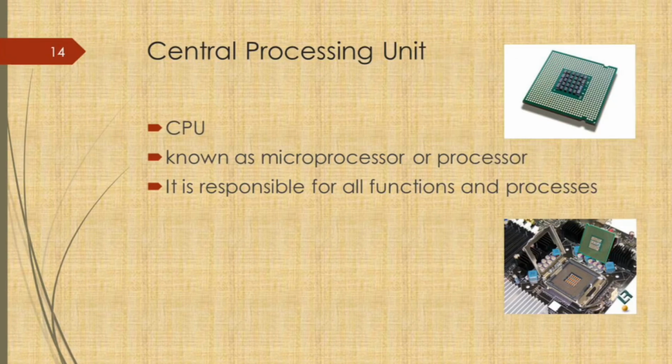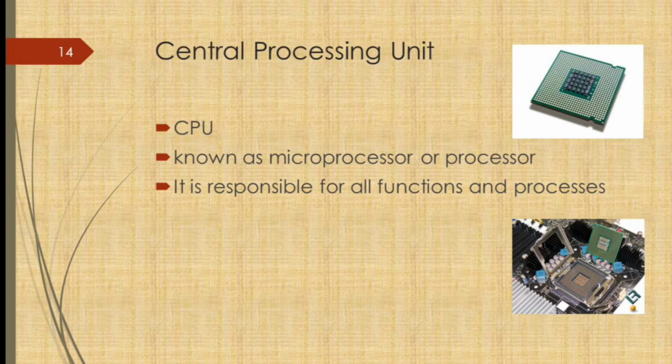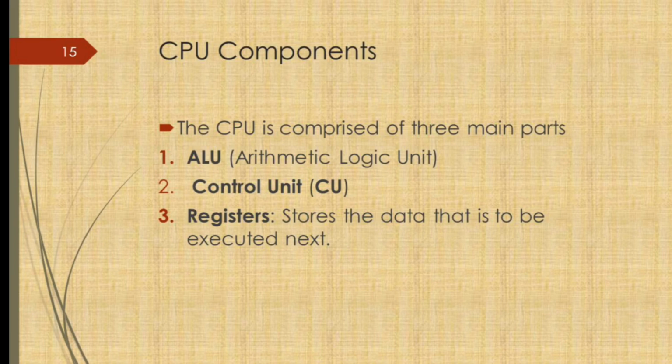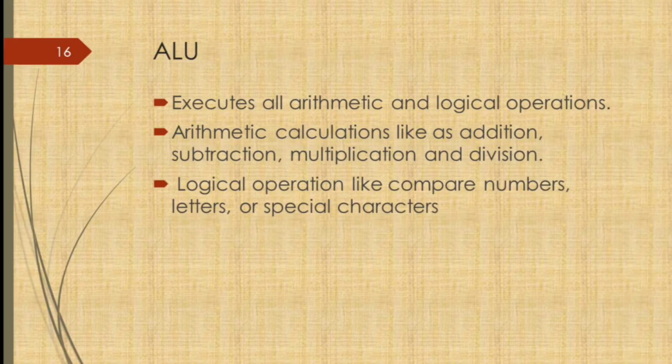Central processing unit, CPU, known as the microprocessor or processor. It is responsible for all functions and processes. CPU components: the CPU is comprised of 3 main parts: ALU, arithmetic logic unit, control unit called CU, and registers, which store the data that is to be executed next. The ALU executes all arithmetic and logical operations. Arithmetic calculations like addition, subtraction, multiplication and division. Logical operations like comparing numbers, letters or special characters.